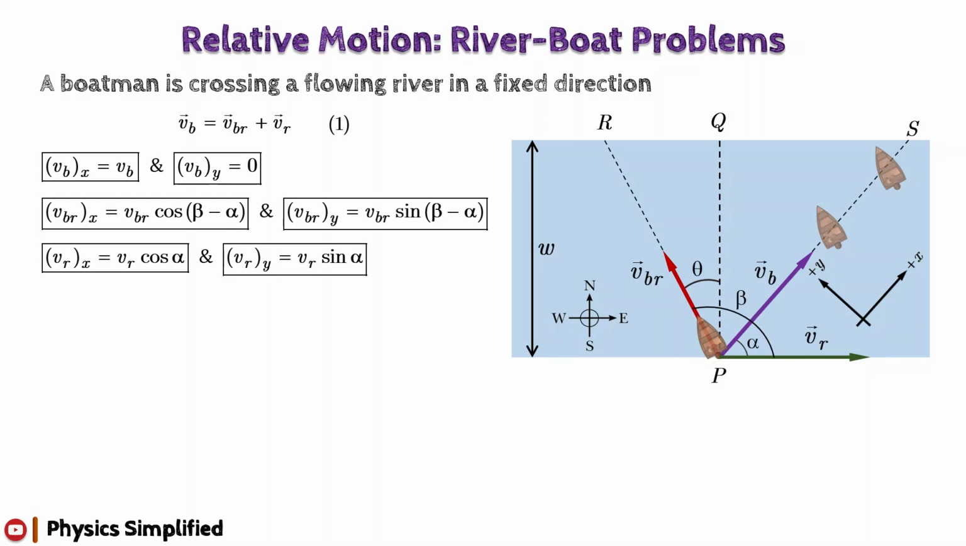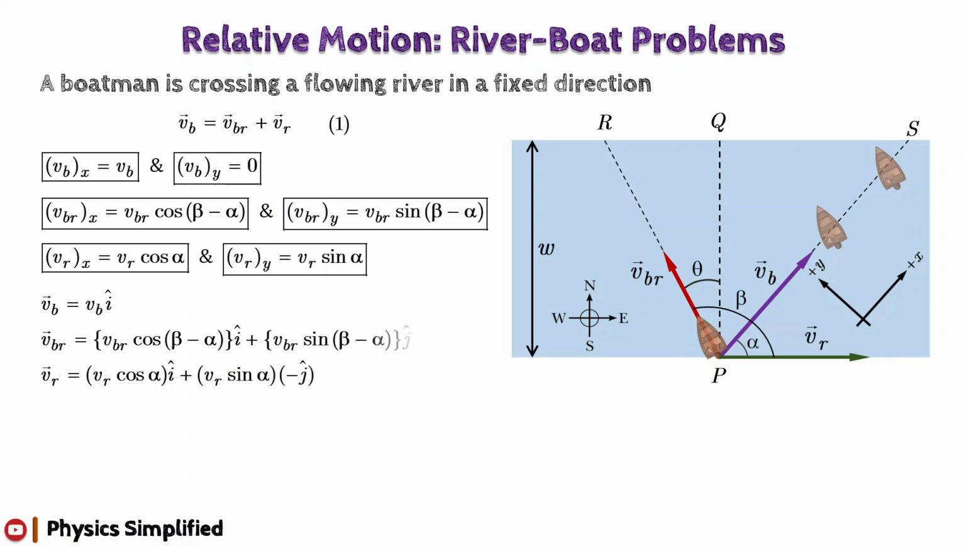Let us now write the vector forms of all the terms of equation 1. Vector v_b is equal to v_b i hat. Vector v_br is equal to v_br cos(beta minus alpha) i hat plus v_br sin(beta minus alpha) j hat. And vector v_r is equal to v_r cos alpha i hat minus v_r sin alpha j hat. The negative sign indicates that the y component of vector v_r is along negative y-axis.